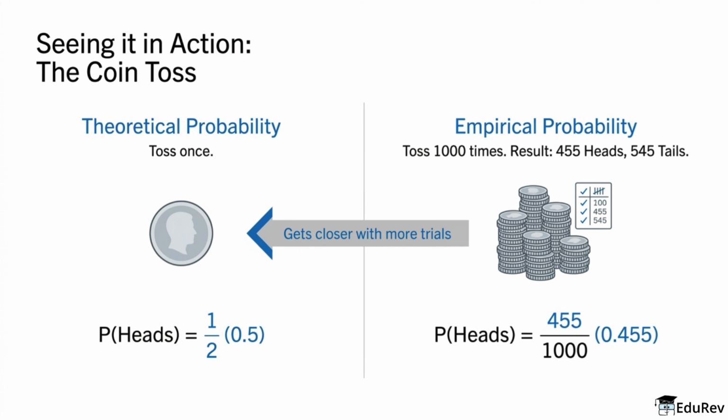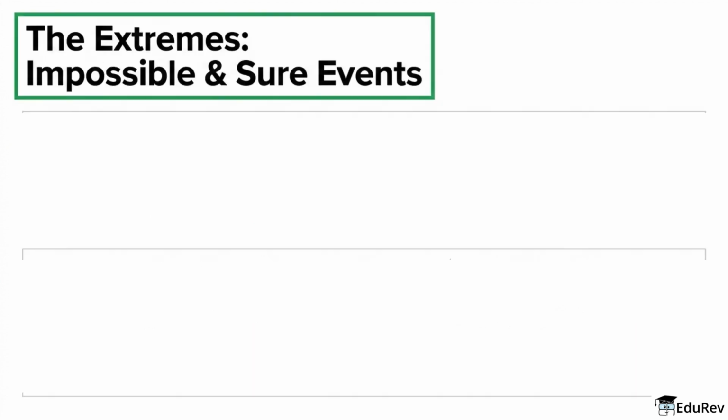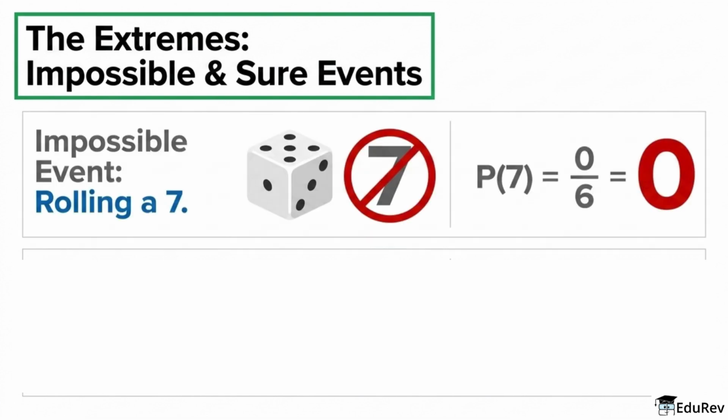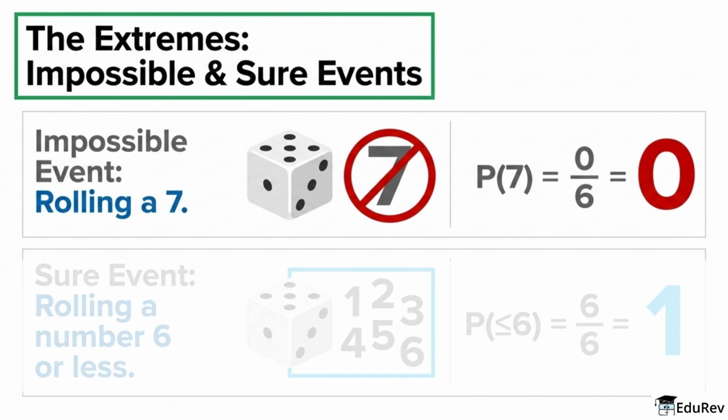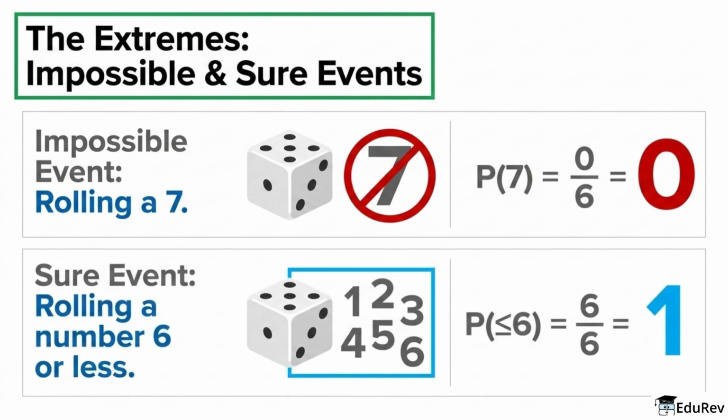Now let's apply our formula to the absolute limits of our 0 to 1 scale. Let's examine the extremes, impossible and sure events. An impossible event has a probability of exactly 0. For example, the probability of rolling a 7 on a standard 6-sided die is 0 out of 6, which equals 0. A sure event has a probability of exactly 1. For instance, the probability of rolling a number 6 or less on that same die is 6 out of 6, which reduces perfectly to 1.